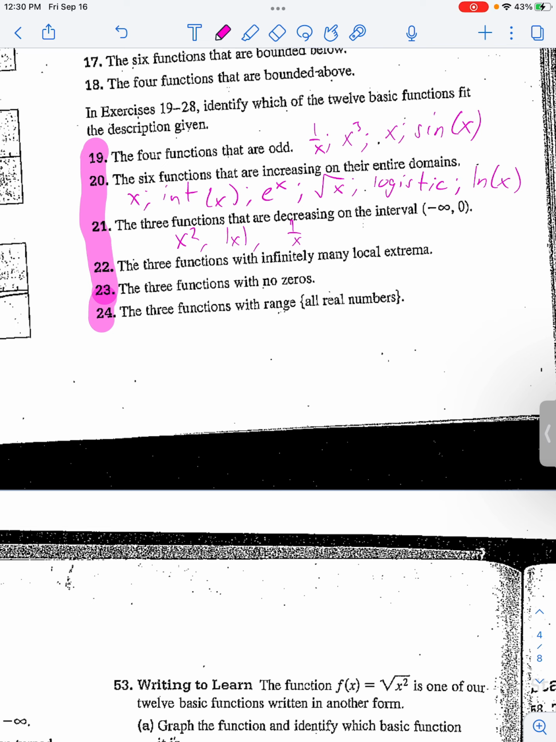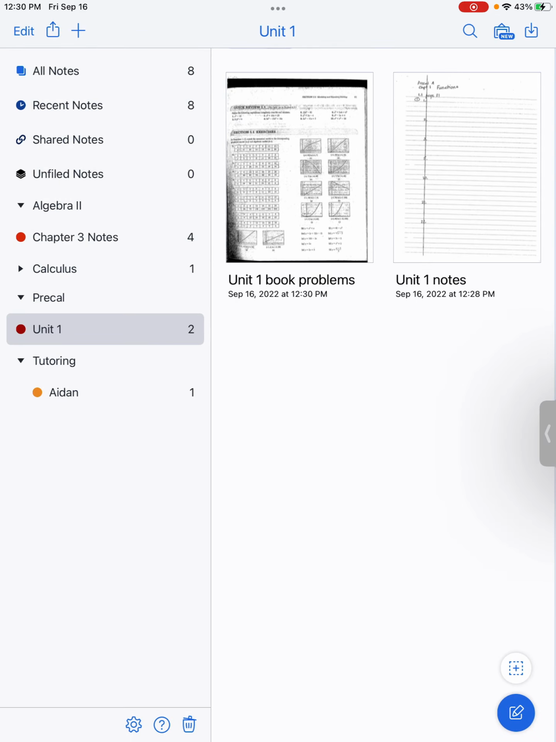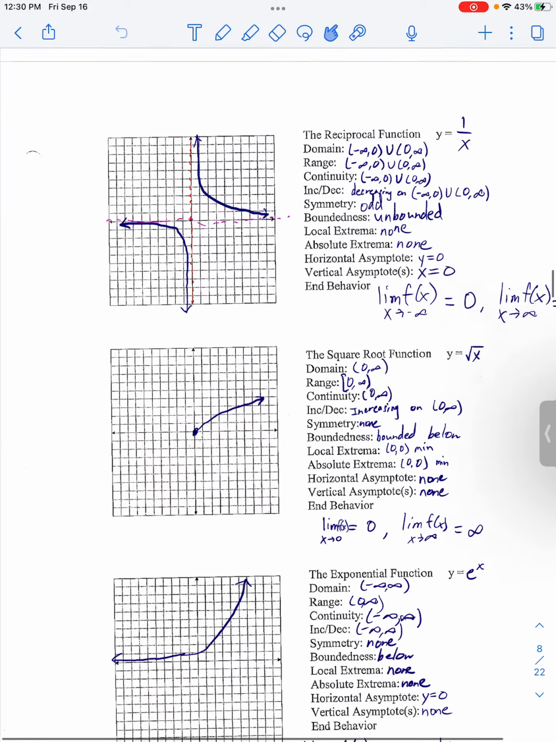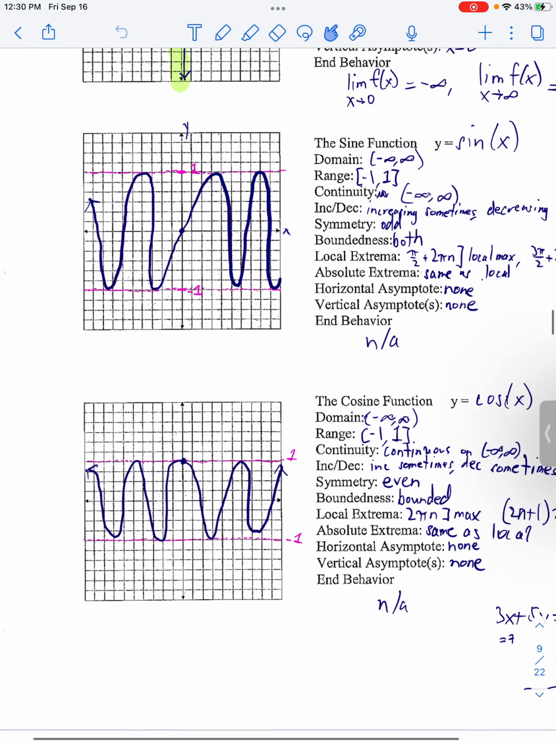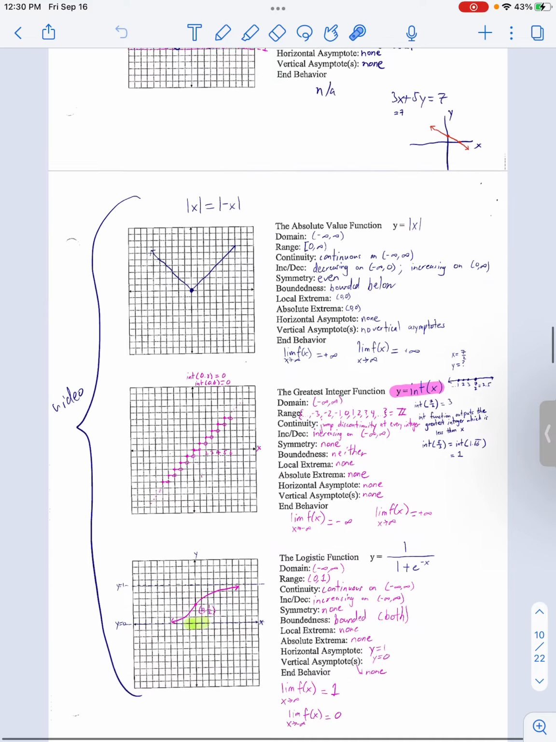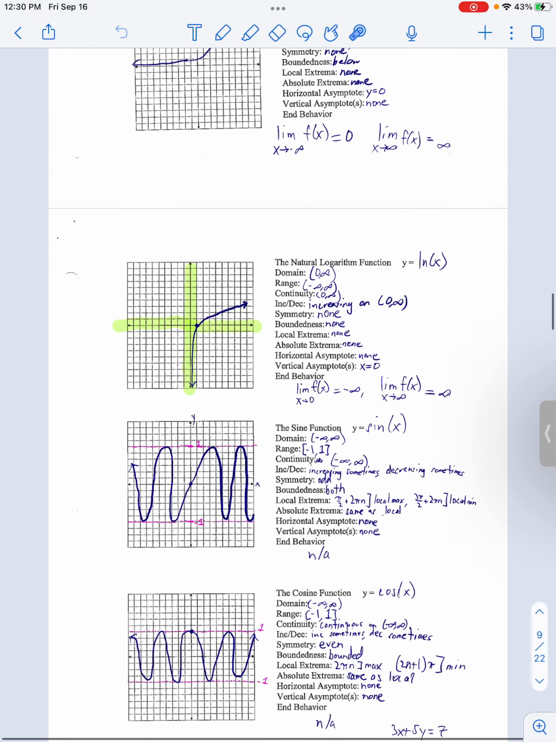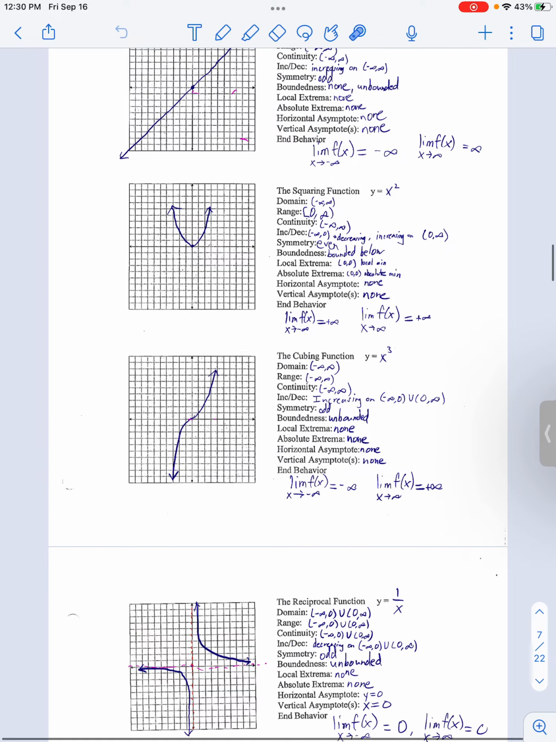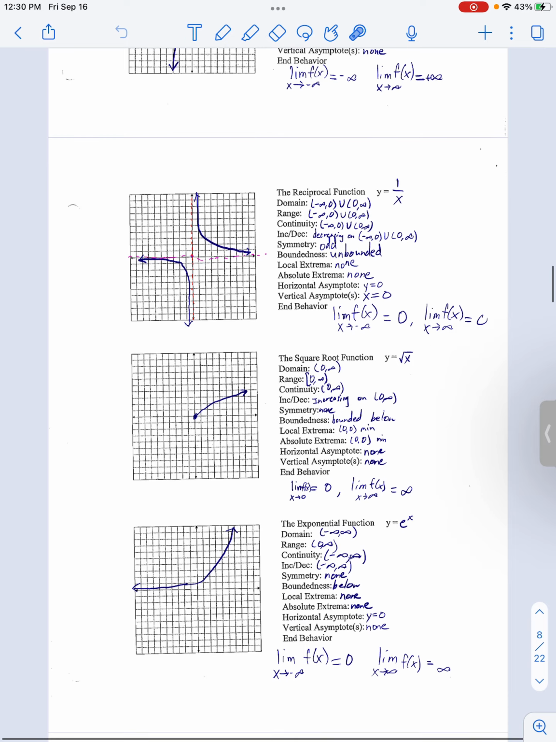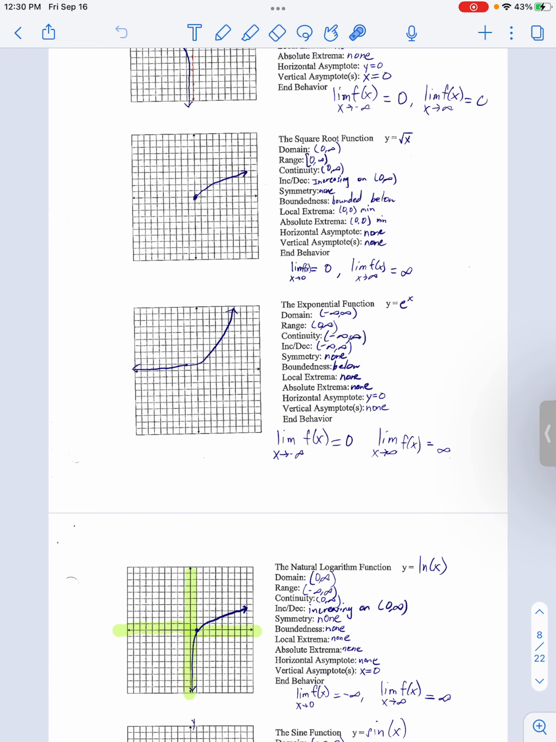The 3 functions with infinitely many local extrema. Let's look at infinitely many local extrema. First things that should come to mind are the cosine and sine functions, right? There's going to be infinitely many peaks forever, infinitely many valleys forever on both of them. So cosine and sine should come up. Did it say 3 functions with infinitely many minima and maxima? I know there's 2.